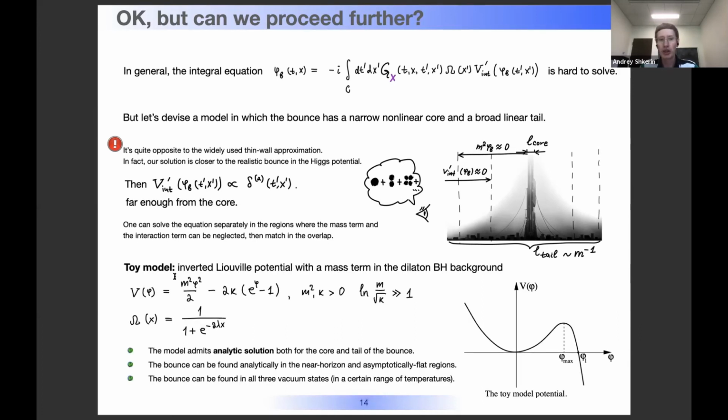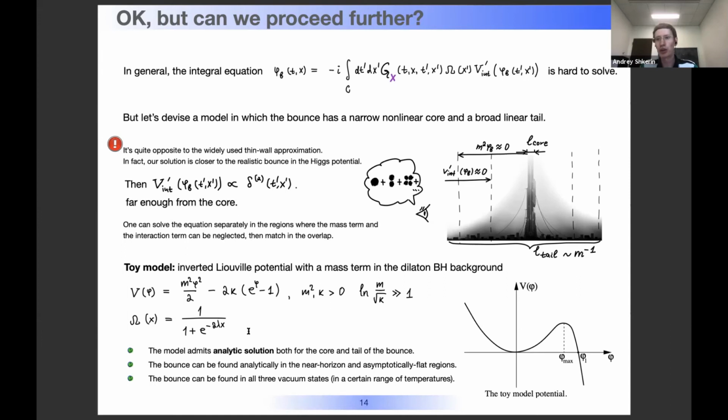To implement this procedure, we considered the following toy model. So we took the following potential for the scalar field, and we put the system into the background of a dilaton black hole, which has the following expression for the conformal factor. So this hierarchy between the parameters of the potential ensures the existence of the overlap region.